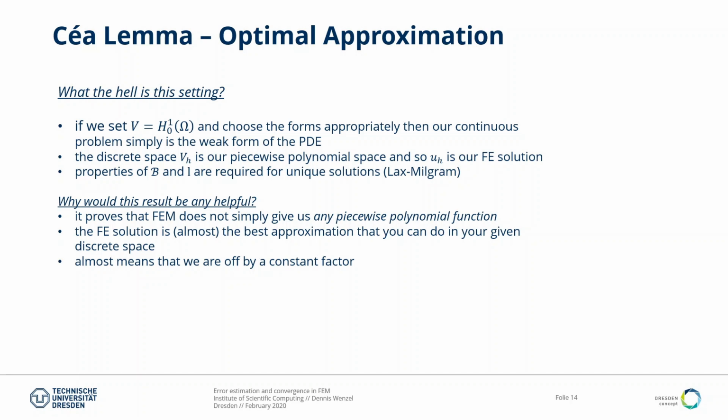Okay, and then why is it helpful? That's what I already explained. It proves that we are not just giving any piecewise polynomial function as the result of our FEM, but in fact it's the almost best approximation that you can get in your given discrete space. And it's almost the best because it's only off by some constant factor.